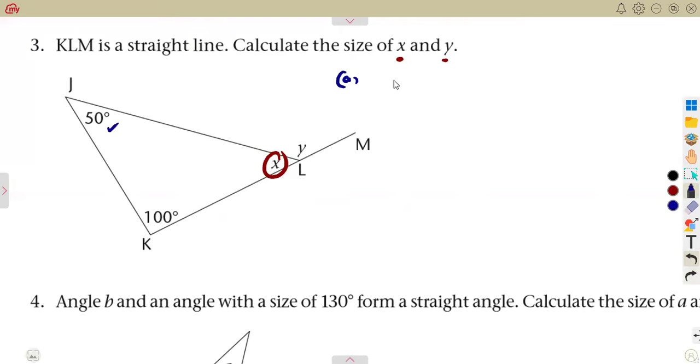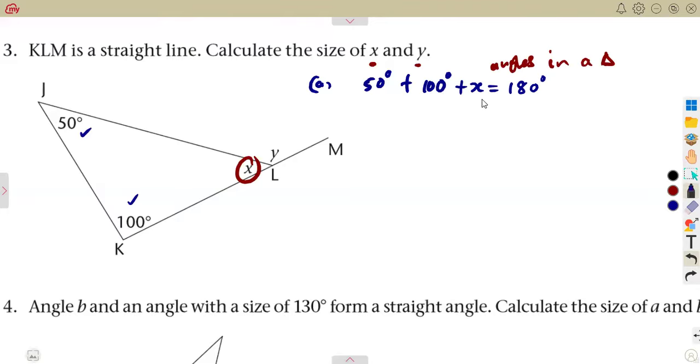So you have to consider angles in a triangle. They add up to 180 degrees. So let's solve for x. We now solve. It's an equation. 50 plus 50 plus 100, that is 150, plus x is equal to 180 degrees.